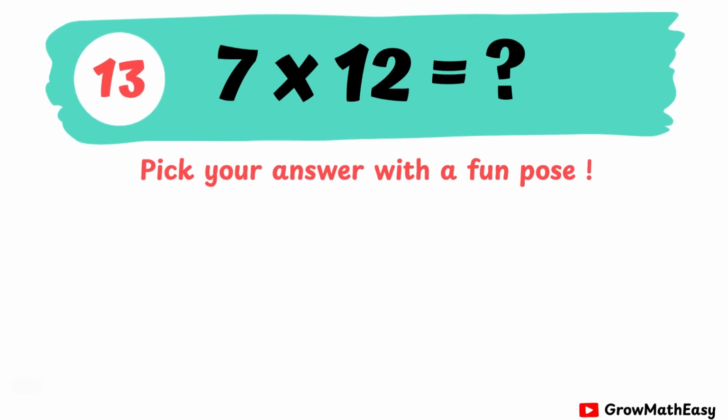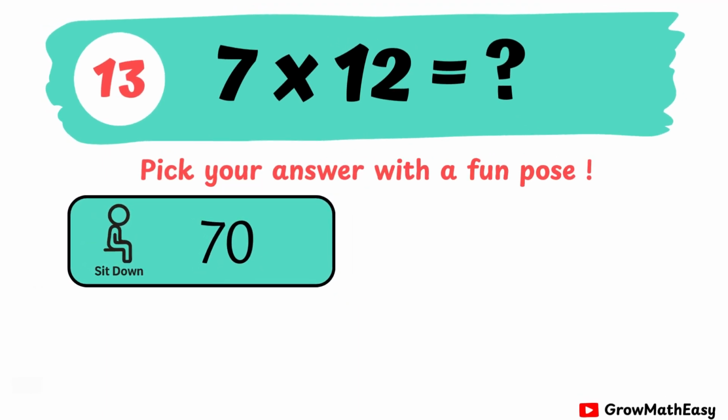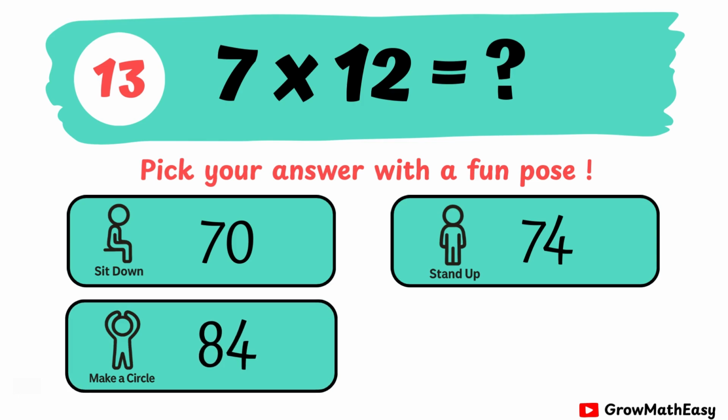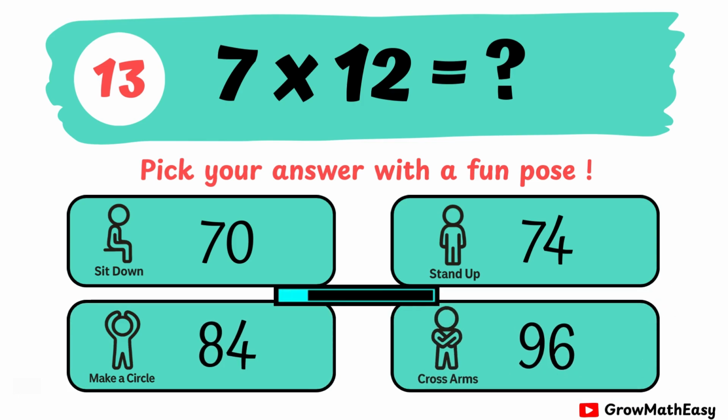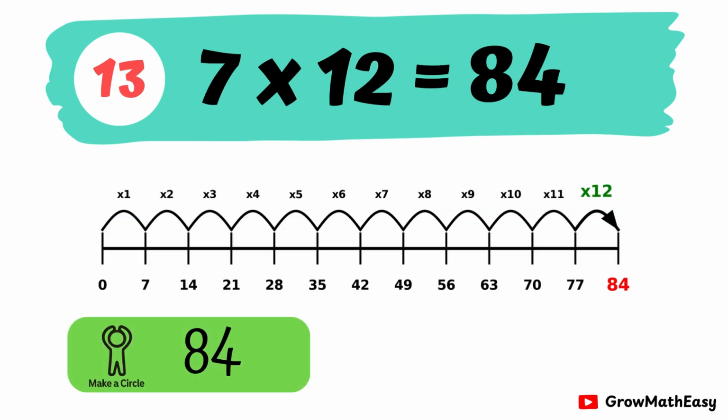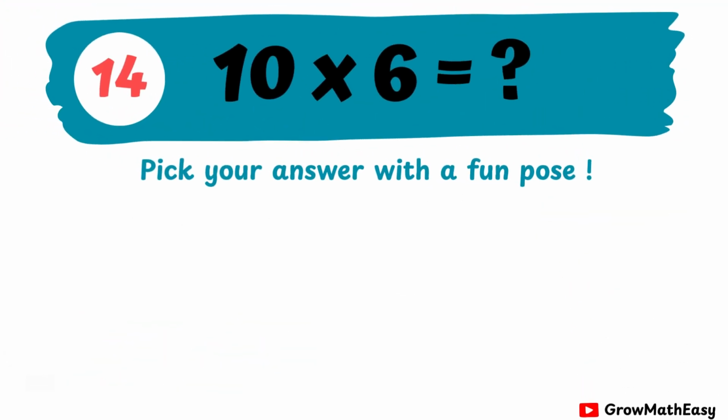What is 7 times 12? 84. Make a circle. 7 times 12 is 84. You can see the multiples of 7 on the number line.